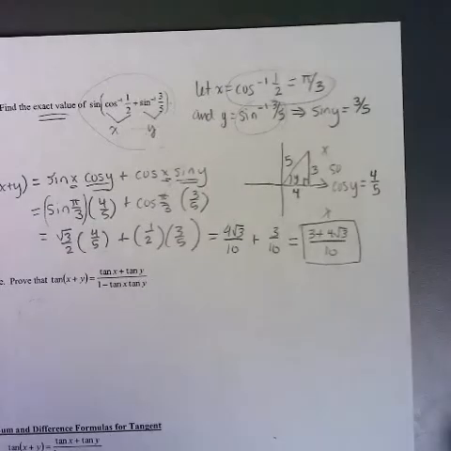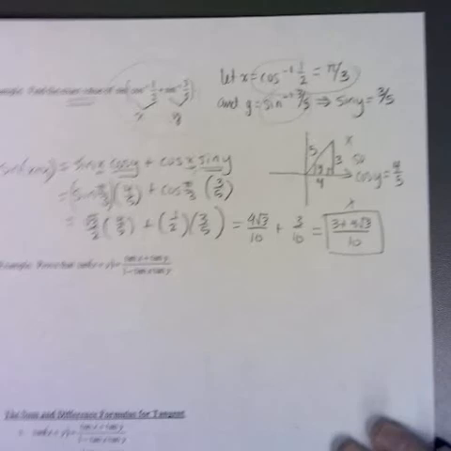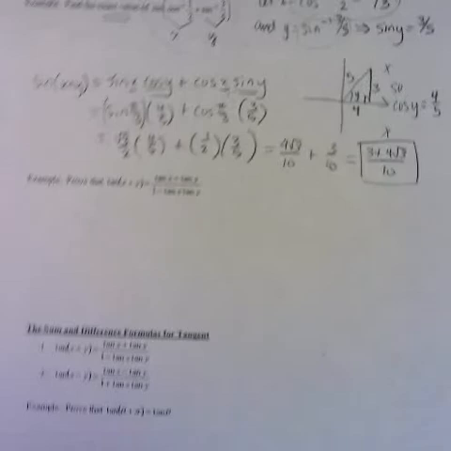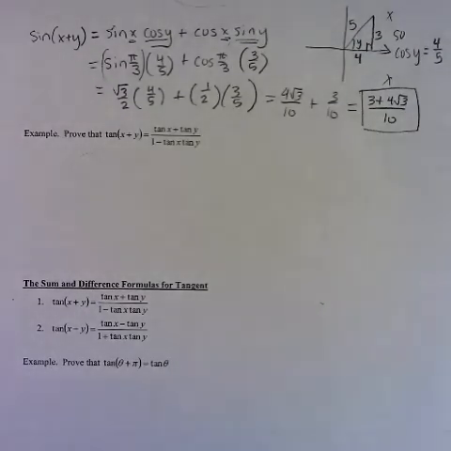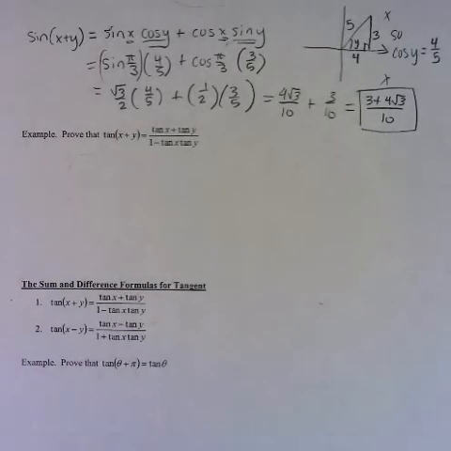All right, let's go on to the tangent identities then, sum and difference for those. So I've got the two formulas here. We're actually going to prove one of them because the proof actually uses the sine and cosine formulas, so it's kind of a fun one to do. It gives us another application of the sine and cosine formulas.